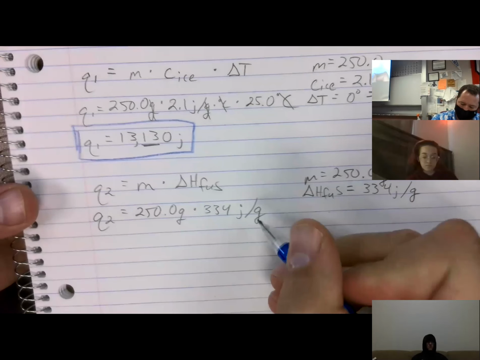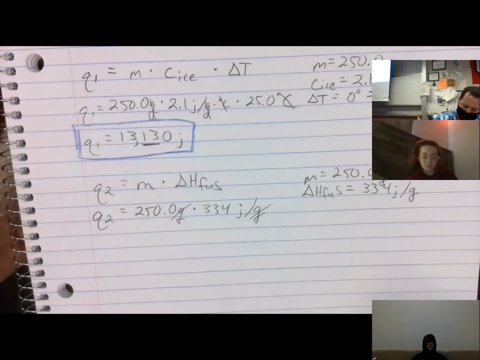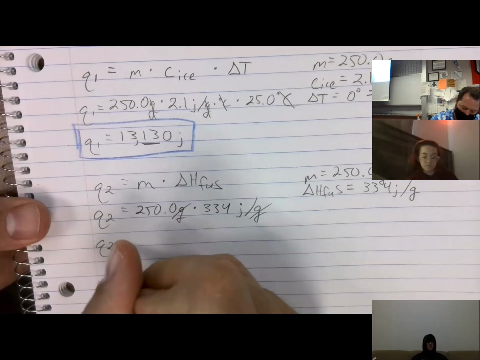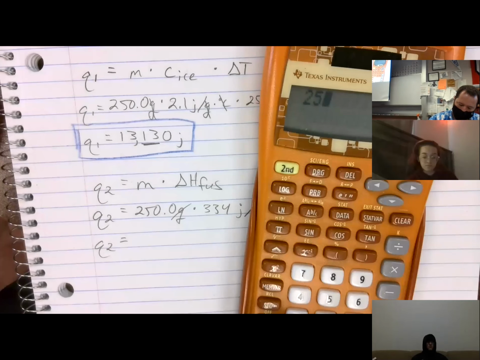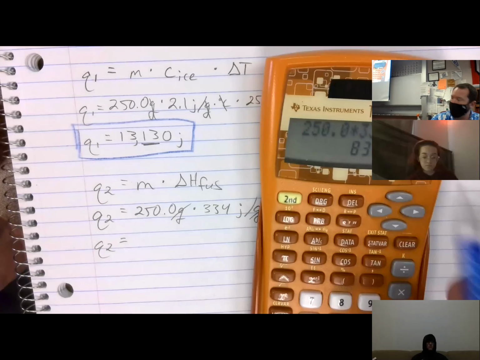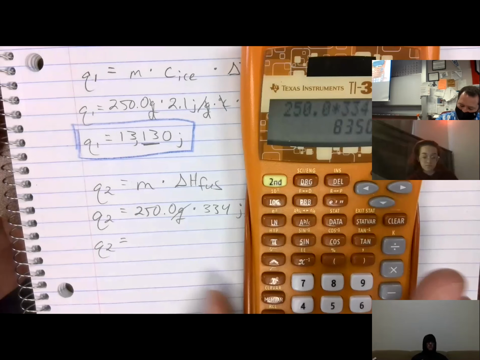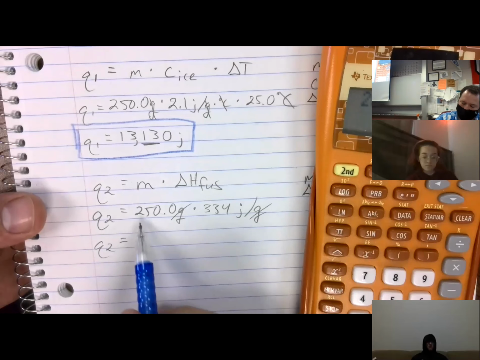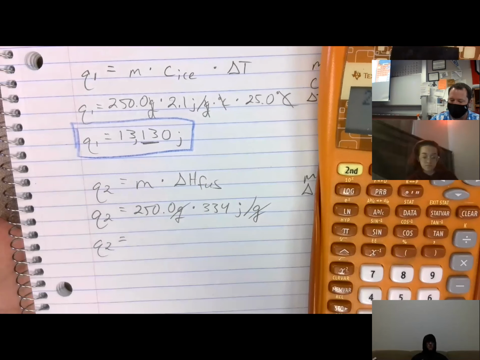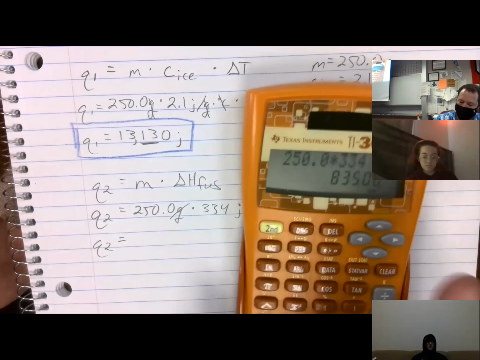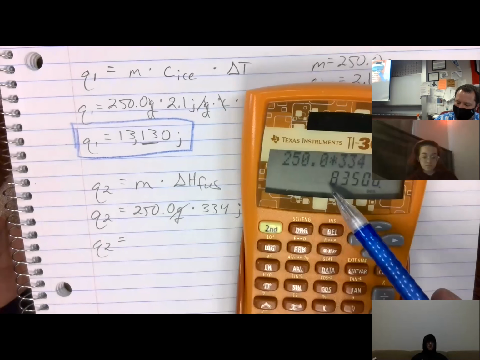Cool. And grams on the bottom, so it's going to cancel out with the grams on the top there. 250.0 times 334. 83,500. Let's take a look at our significant digits. 4 in our mass, 3 in our constant. So we want 3. Hey, that works out well. We have 3 significant digits. The 8, the 3, and the 5.